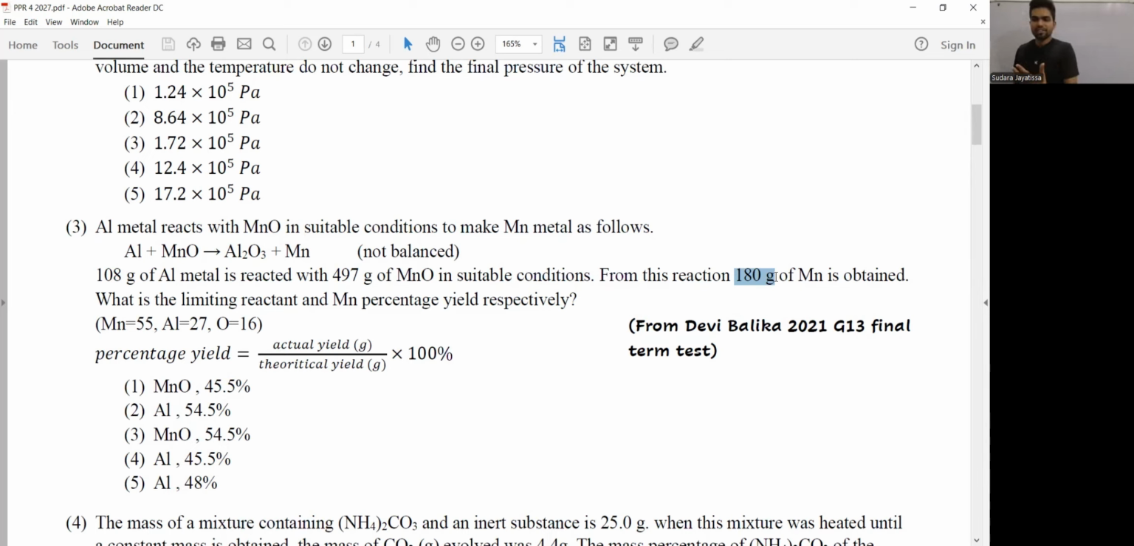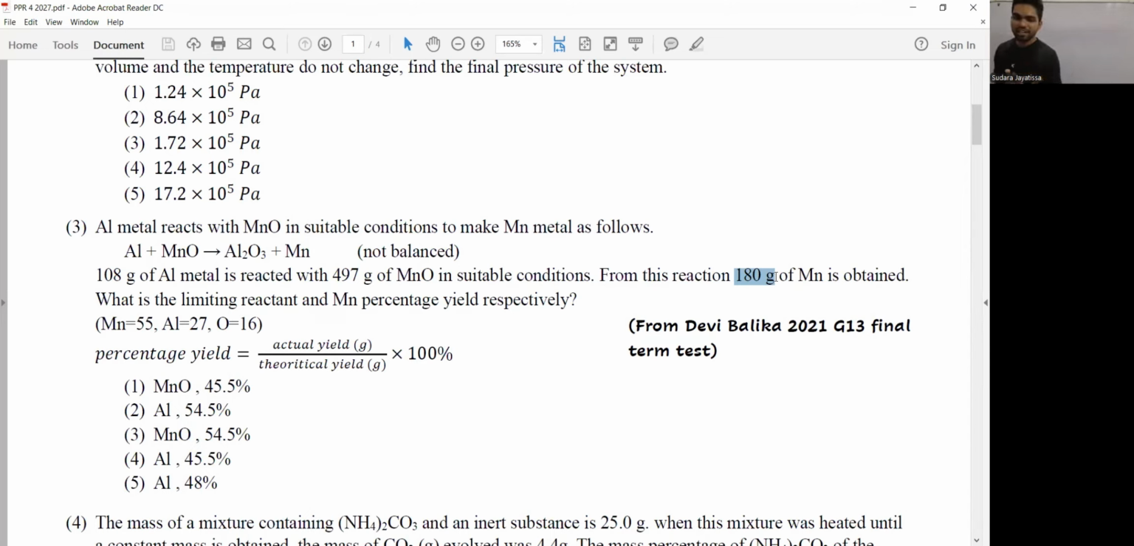This is just like how a student scores on a test. The teacher gives you 100 questions, but the student only gets, let's say, 70 correct. So 70 is the actual yield and 100 is the expected yield. If you put it as a percentage, you get 70%. Understood? So that is similar here.